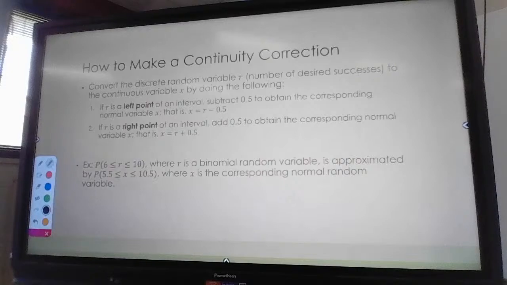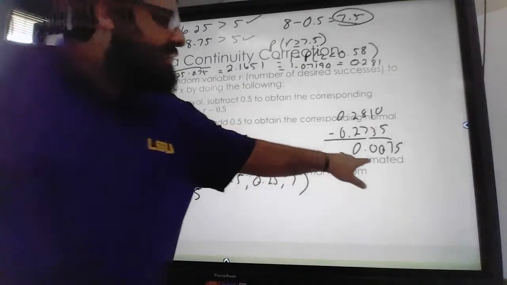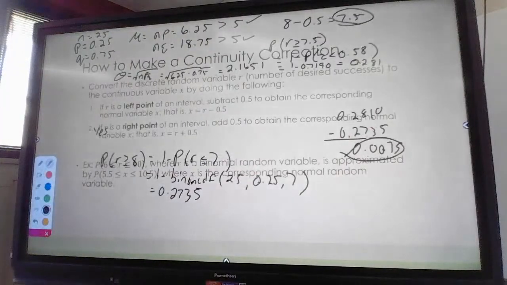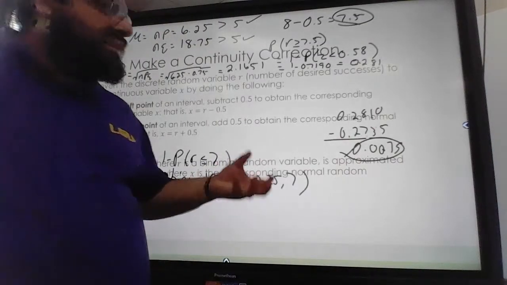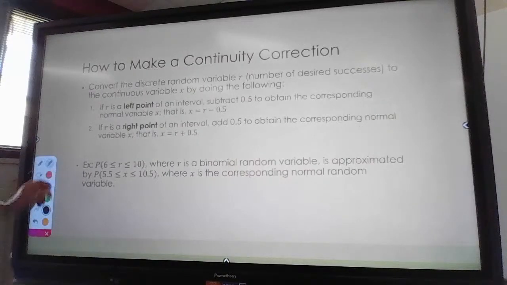And again, look at the difference between the two types of distributions that we calculated when we made that continuity correction. It's very, very small. It's barely noticeable at all.